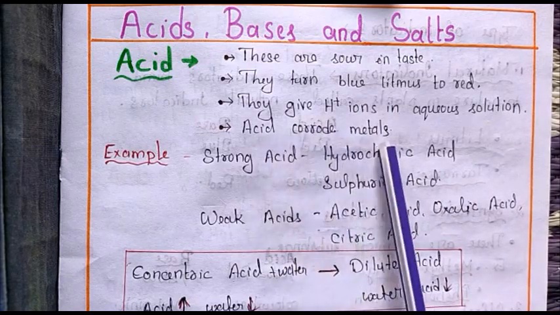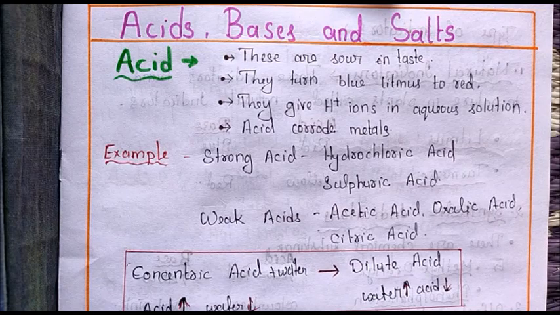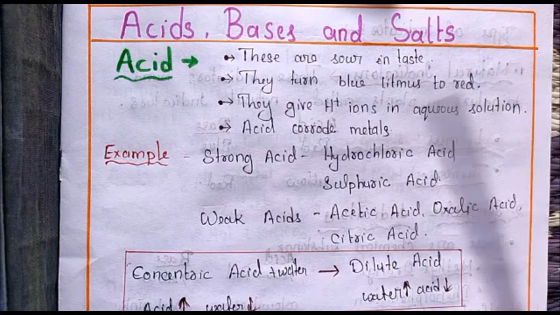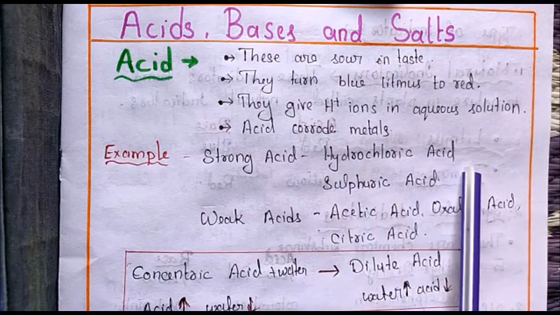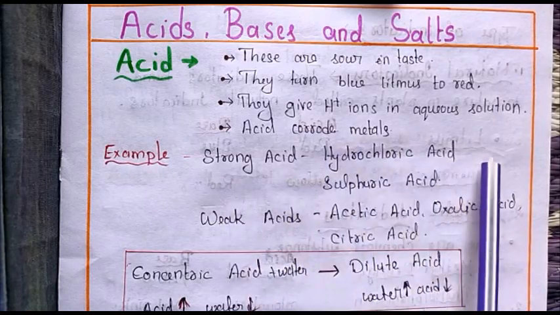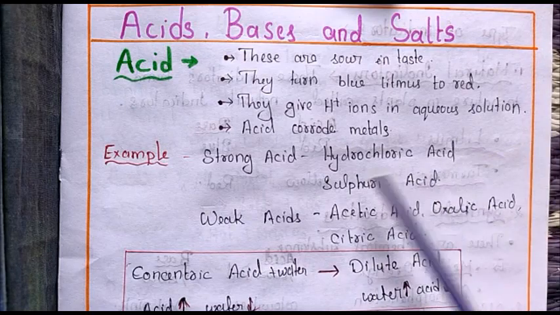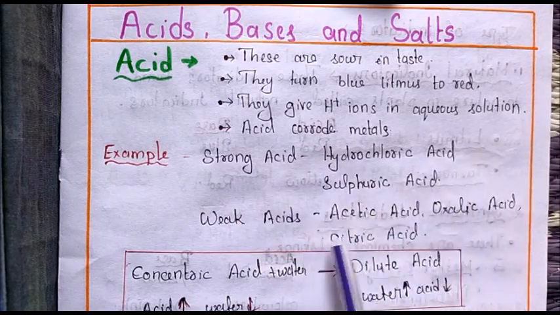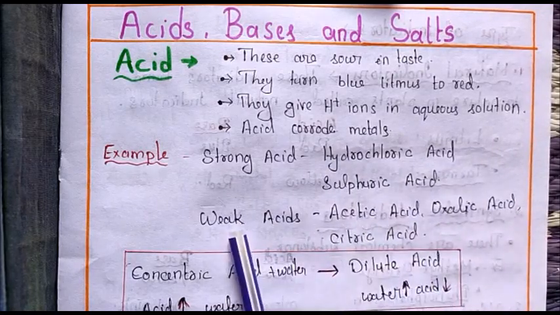Acids corrode metal. When we put some acid on a metal surface, that surface will be destroyed. That is corrosive in nature. Examples: hydrochloric acid and sulfuric acid, these two are strong acids. HNO3 is also a strong acid. Acetic acid, oxalic acid and citric acid are weak acids.